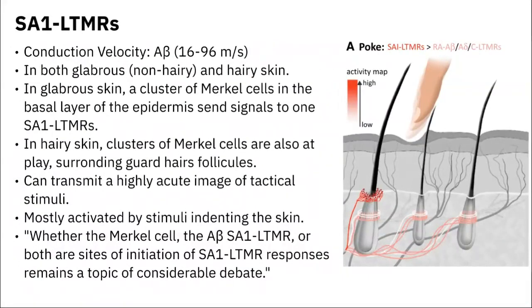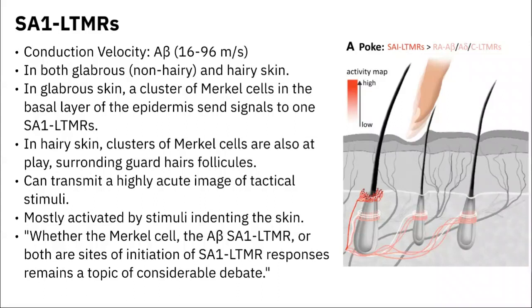First, SA1 low threshold mechanoreceptors have a conduction velocity of A beta 16 to 96 meters per second. And it is found in both glabrous, which is non-hairy, and hairy skin. In glabrous skin, a cluster of Merkel cells in the basal layer of the epidermis sends signals to one slow-adapting low-threshold mechanoreceptor. In hairy skin, clusters of Merkel cells are also at play, surrounding guard hair follicles like in the picture.